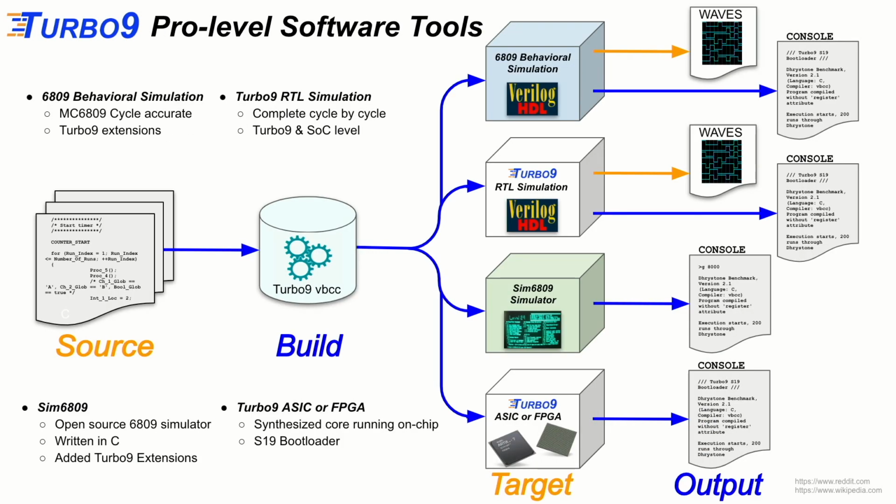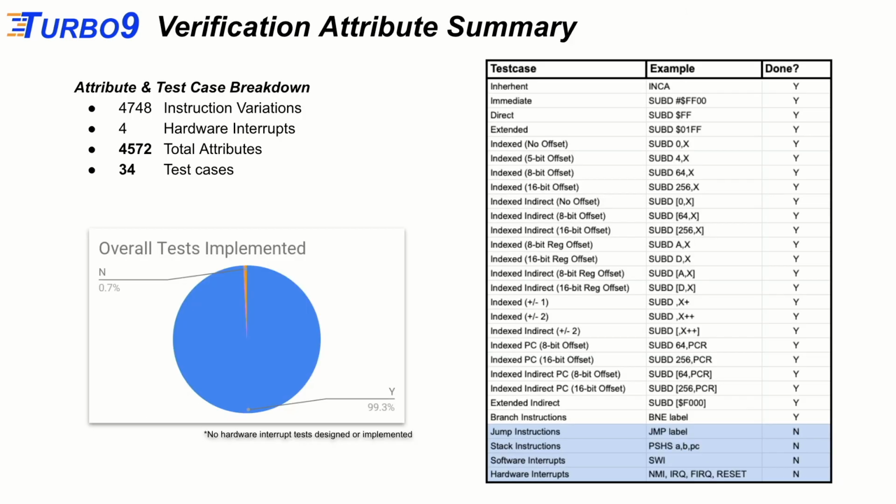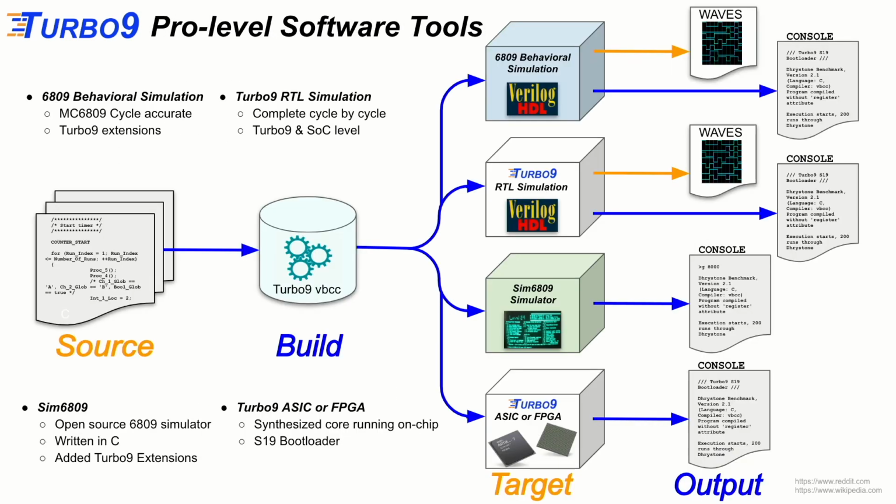This is the tool set. Given a certain source, your assembly or your C code, you put it through, in this example, a C compiler, and then you can target the FPGA or ASIC. You can target the Sim6809 simulator that I've hacked to support some of the Turbo9 stuff. You can do RTL simulation and behavioral simulation. The behavioral simulation also gives you waves, and it gives you a console output.